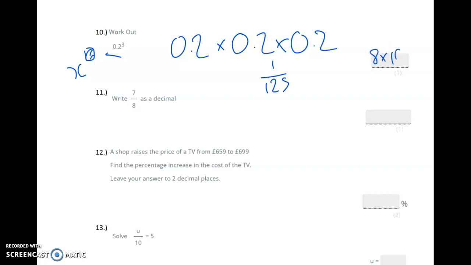8 times 10 to the power of minus 3. Or I might put it as 0.008. Either way is the right answer.